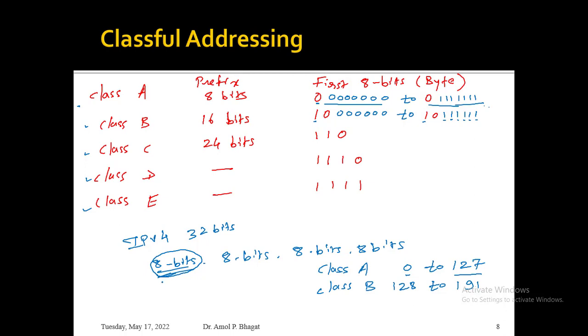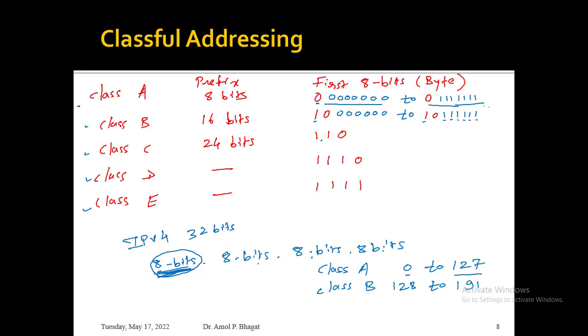So that means in case of class A, the first octet will vary from 0 to 127. The remaining octets can be from 0 to 255. But the first value can be from 0 to 127 in class A. Similarly, in class B, it can be from 128 to 191. Similarly, you can identify it for class C.